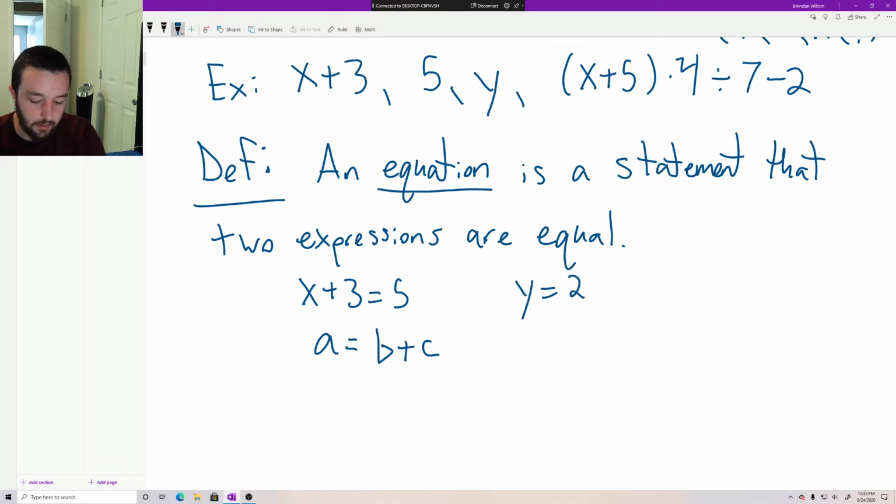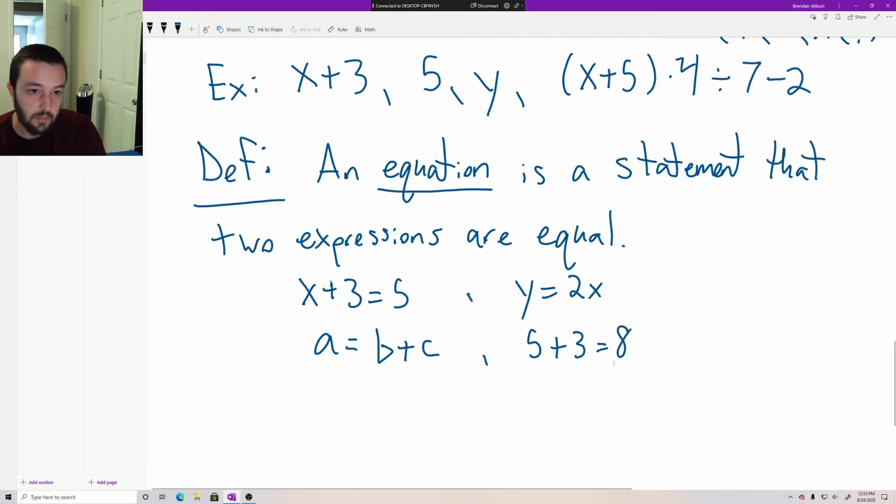The one we looked at earlier, y equals 2x. We don't have to have variables even. We can just have 5 plus 3 equals 8. That's a type of equation, right? 5 plus 3 is an expression, 8 is an expression, and we're saying that they're equal. Okay.